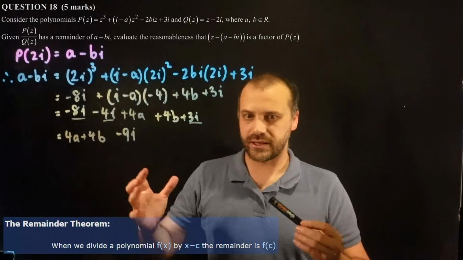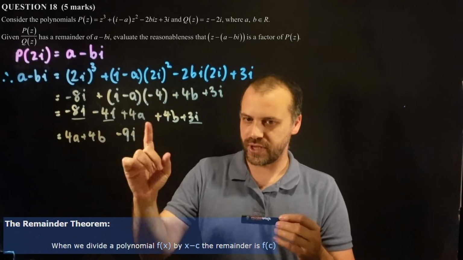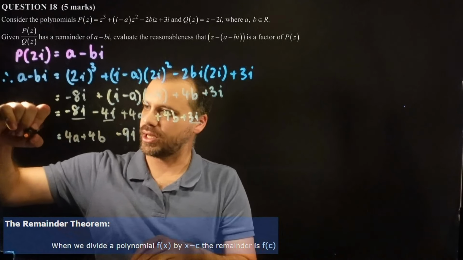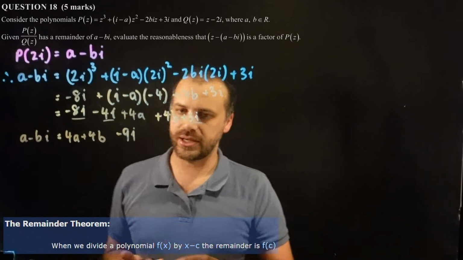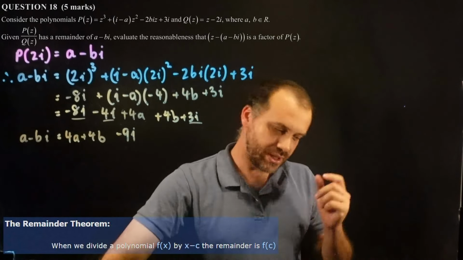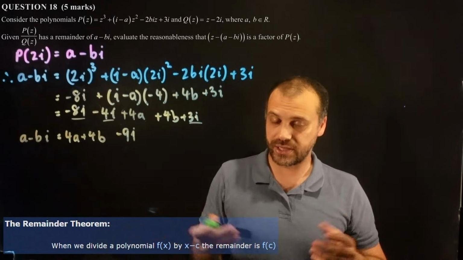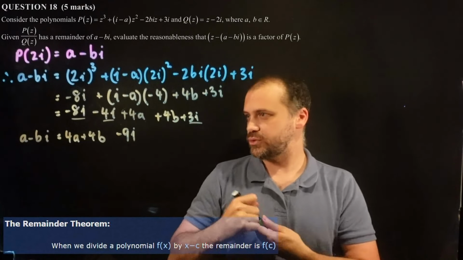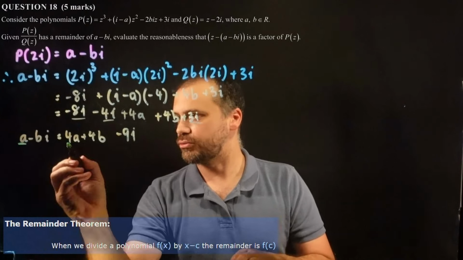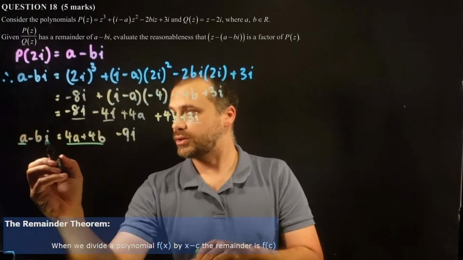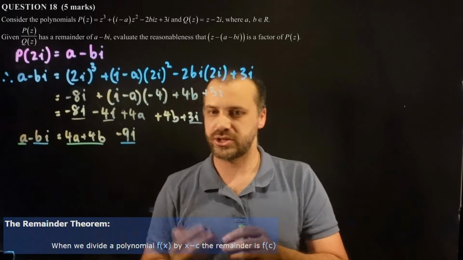Now don't forget, this whole thing started because we found out that all of this was equal to a minus bi. All right, this is beautiful because this is a common sort of thing that happens in these complex number style questions where you have to equate the real components and equate the imaginary components.